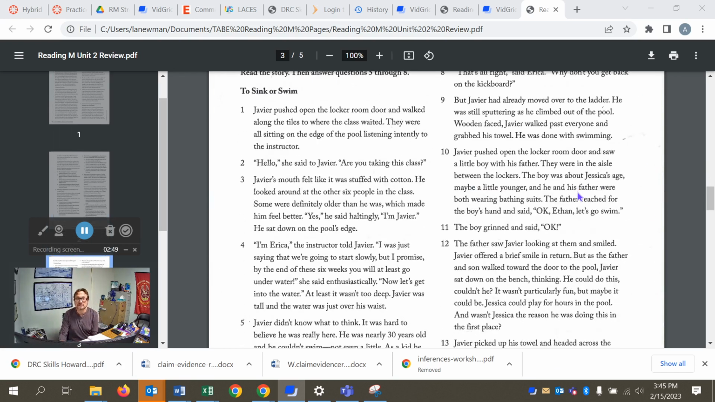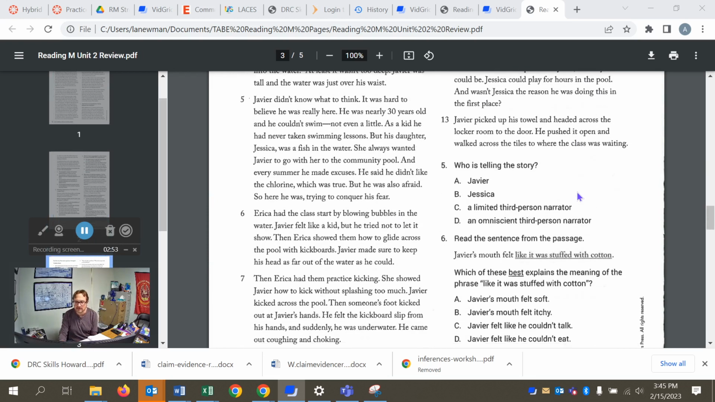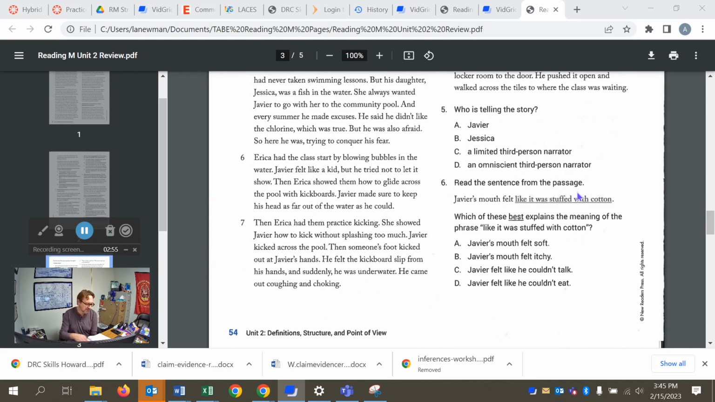Okay, with the To Sink or Swim literary text, we've moved on to a different skill. We're looking at point of view in literary text. And number five, it's C, a limited third-person narrator. You might have been tempted to choose Javier because it certainly contains his perspective and thoughts, but we do have a third-person narrator. It's limited. We only have Javier's thoughts. We don't have Jessica or Erica's thoughts or anybody else's. So third, limited.